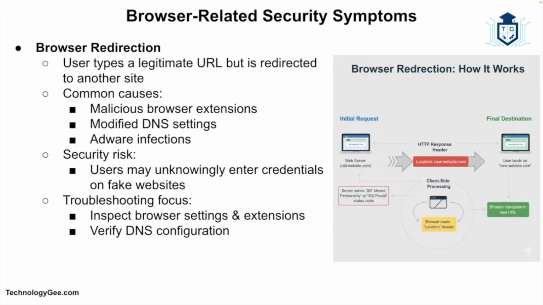Then there's the browser redirection. Browser redirection occurs when a user types one website but ends up on another. This is often caused by malicious extensions, altered DNS settings, or adware. Redirection is dangerous because users may not realize they're on a fake site designed to steal their credentials. From a troubleshooting standpoint, checking browser settings, DNS configurations, and extensions is extremely critical.